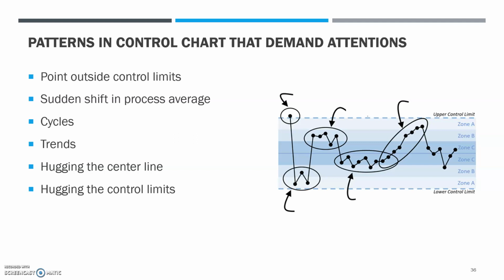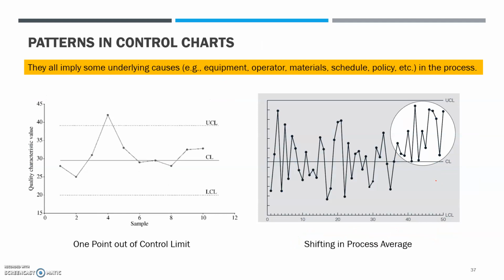You can observe many different patterns, and they may signify different things. Point outside of control limit, and sudden shift in process average. Like here, there's a sudden shift, right? It's very low to very high. And there are some cycles. A cycle means something like this, which we don't quite see from this particular drawing. And then there's some trend. So here is an upward trend, and then hugging the center line, like this type of trend. And sometimes you see something like hugging the control limit. Let me show you one by one.